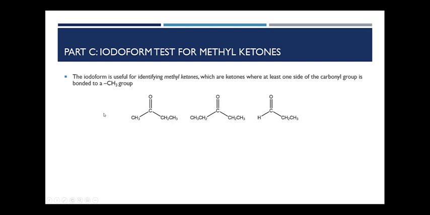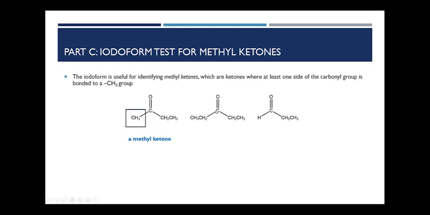Look at the first compound. We have a carbon bonded to a carbon on the left and a carbon on the right, so that makes this a ketone. On the left side is a methyl group. So therefore, it is not just a ketone, it is a methyl ketone. So we would expect this to give a positive test for the iodoform test. I'll tell you more about what that means in a second. But it is a methyl ketone.